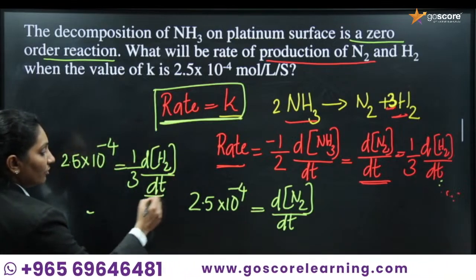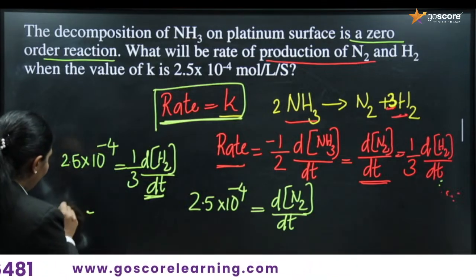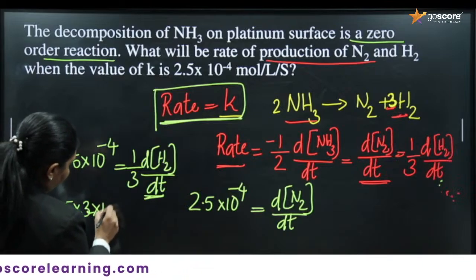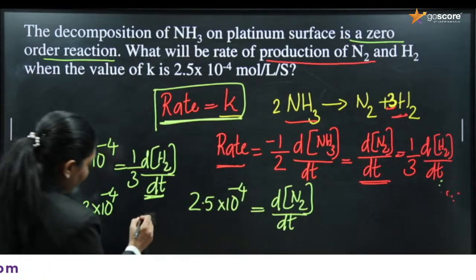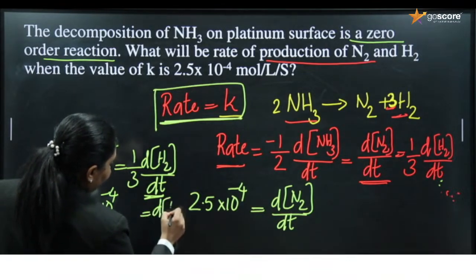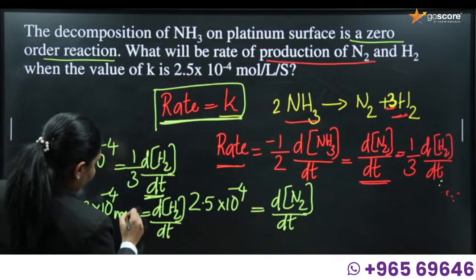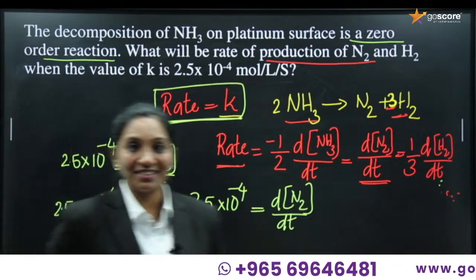Okay, now how will we find this out? Simply by multiplying with 3, right? It will be 2.5 into 3 into 10 the power minus 4. That much will be the value, in mole per liter per second. That will be your answer.